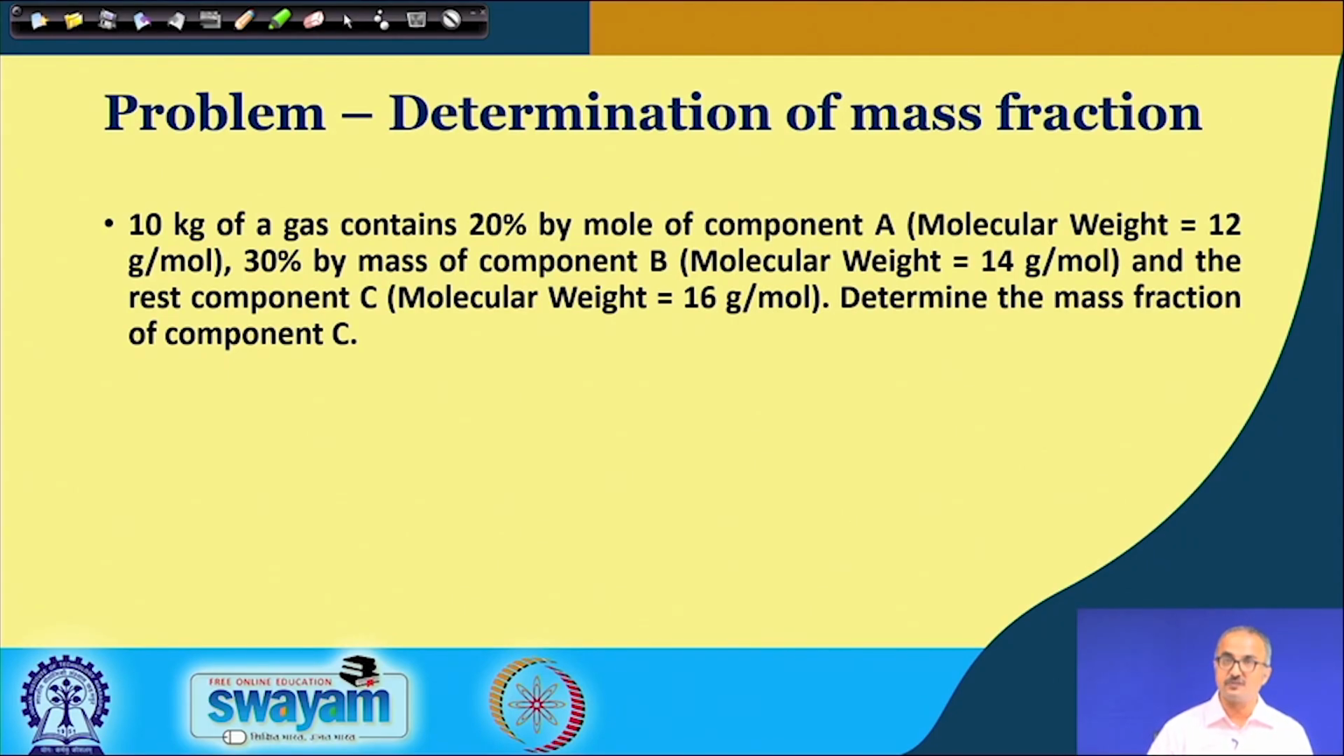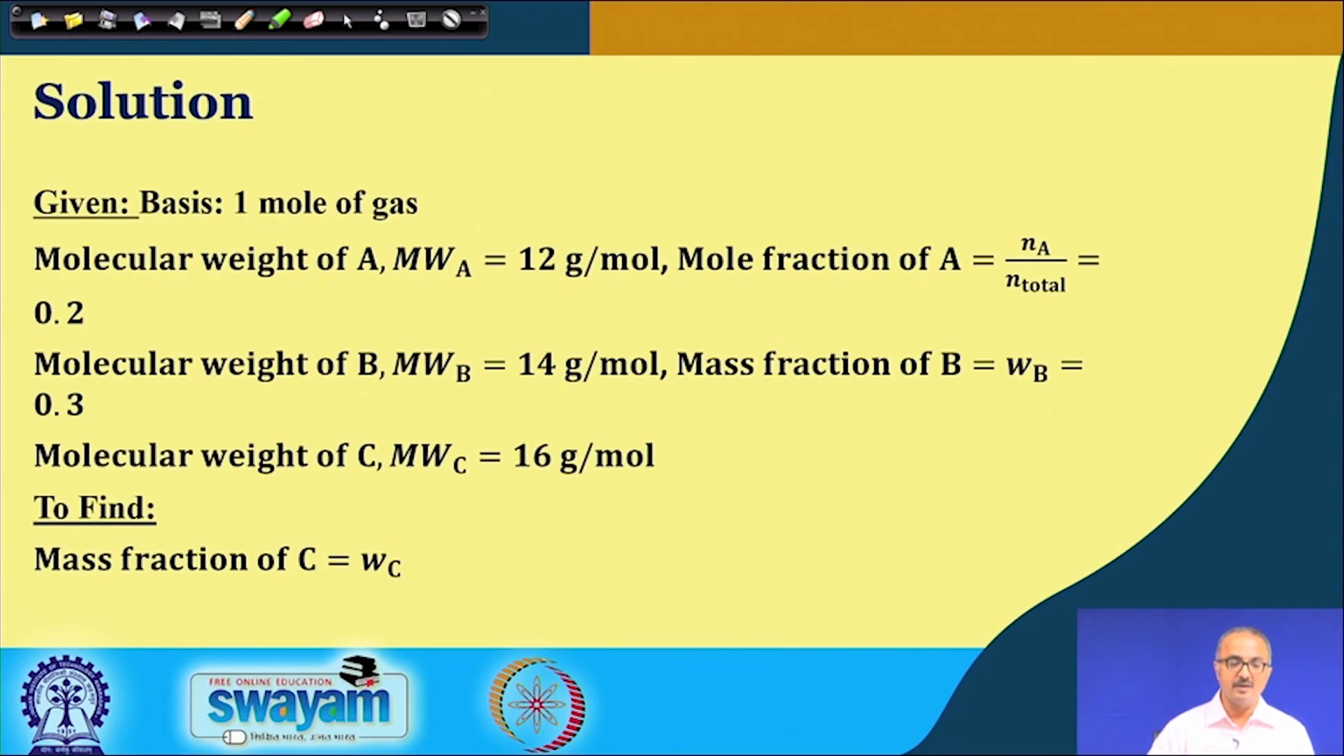So, for this it is quite an easy problem, we know that we take a basis of 1 mole of gas. So, we find the molecular weights of these three things, we write here, and we know that the mole fraction of A is given as the number of moles of A divided by total number of moles, and that is 0.2, and similarly the mass fraction of B is given, that is the mass of B divided by the total mass of the system, that is 0.3.